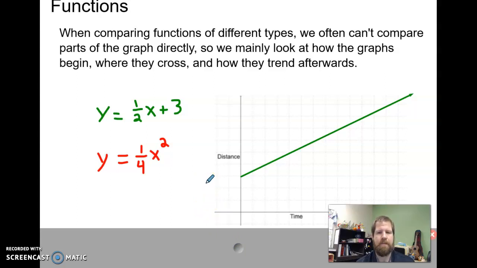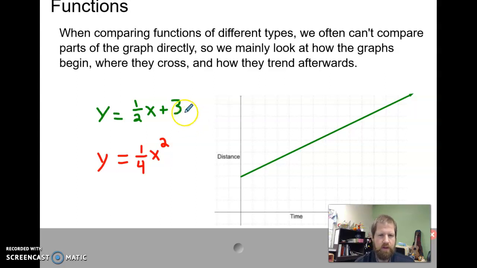So basically we think of a situation, say these were both vehicles that were moving, and we're going to be looking at, okay, which one starts ahead or which one starts further away? Do they ever cross? Okay, does one overtake the other? And then which one is going to end up being faster or further in the long run?